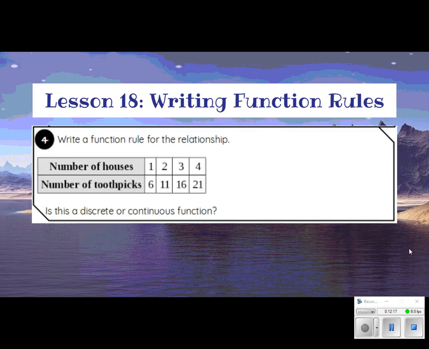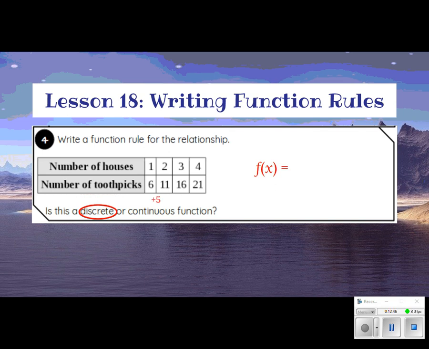All right, let's look at number 4. Write a function rule for the relationship. Now, we're taking toothpicks and we're building little two-dimensional houses from those. So we're not going to be building half a house. We're not going to be breaking toothpicks. So this is going to be discrete. All right, this is going to be f of x because I do not have any other variable given to me.